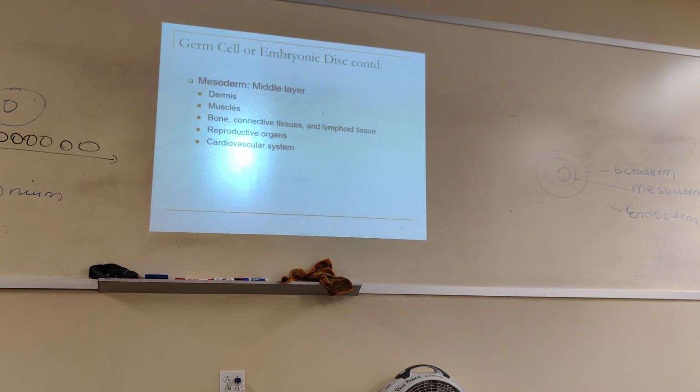And then you have the mesoderm, which is the middle layer of the blastoderm or the embryonic disc. It gives rise to the dermis, which is the inner layer of the skin. The epidermis is the outer layer. The dermis is the inner layer of the skin. It gives rise to the muscles. It gives rise to bone, connective tissues, and the lymphoid tissues. It gives rise to the reproductive organs, and it gives rise to the cardiovascular system.